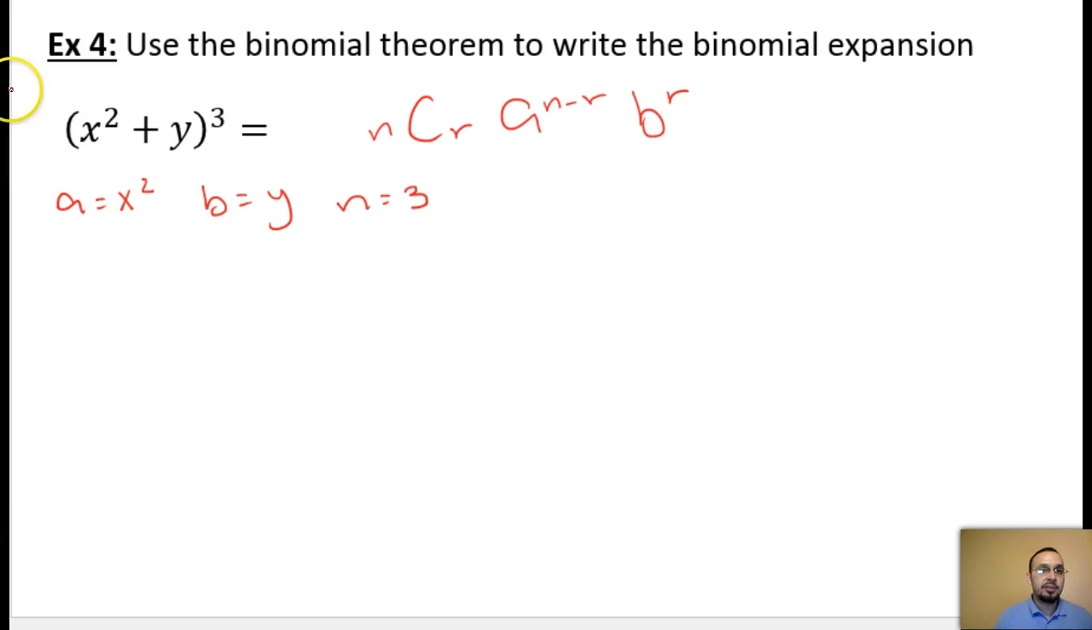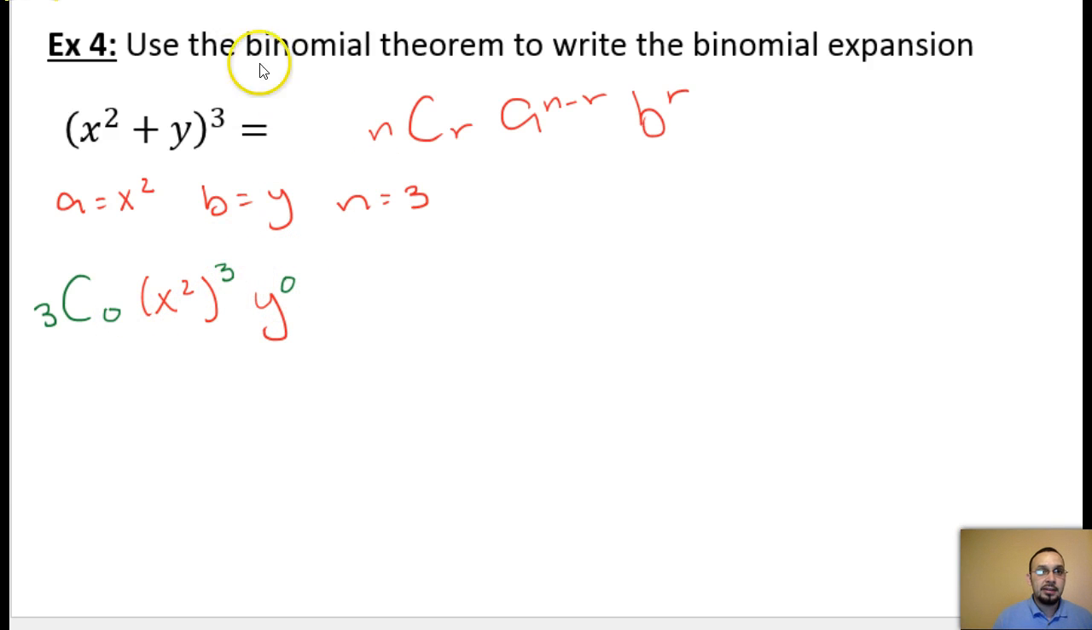Again, we have to start with the 0 iteration. So n is equal to 3. So we have 3 choose 0. My a value is going to stay as x squared. That's never going to change. What is going to change is its power. It's 3 minus 0, so we actually have 3. My b value will never change. That's y, and my exponent to that is going to be 0, my r value.